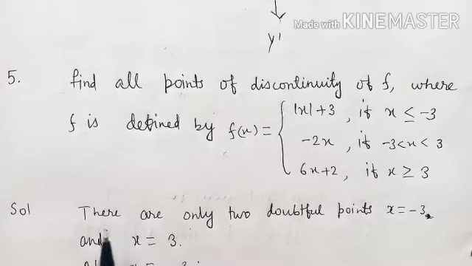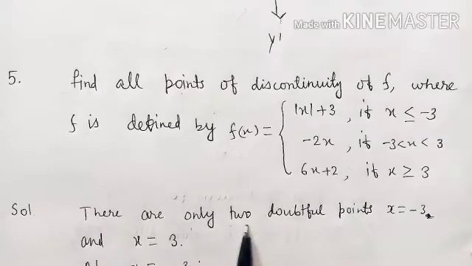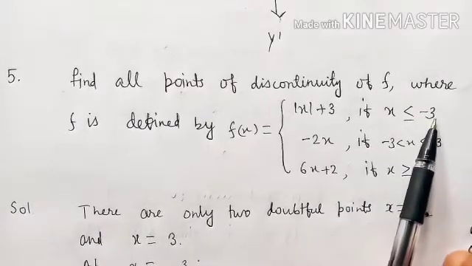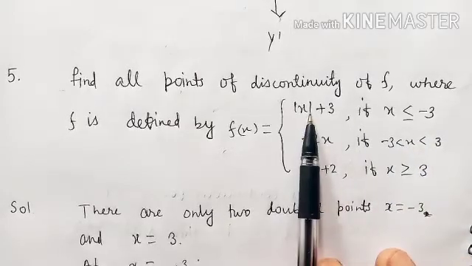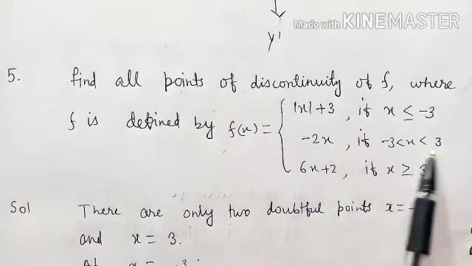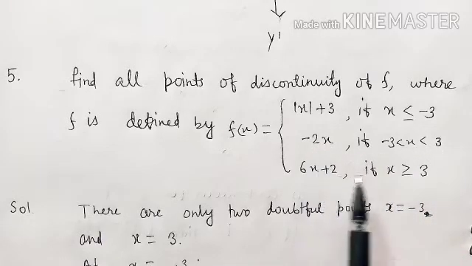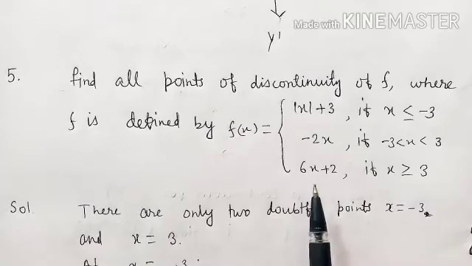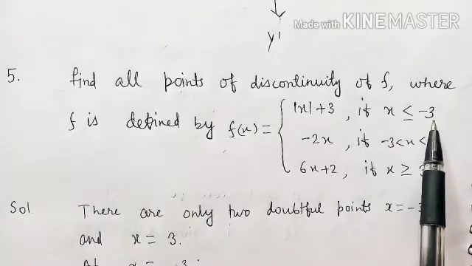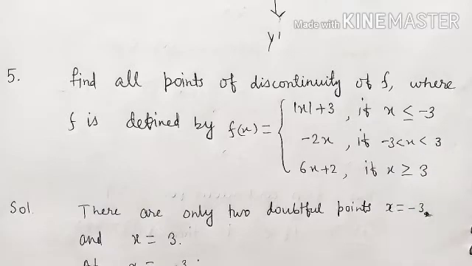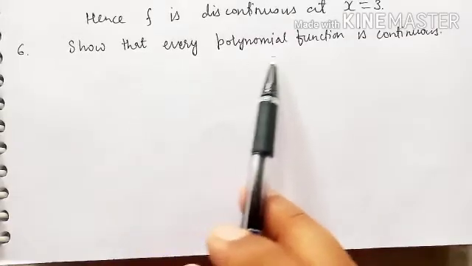See students, why I have written there are only two doubtful points: because we know that if we take values lesser than minus 3, then this will be continuous. More than minus 3 and between 3, then this will also be continuous. And more than 3, then this will also be continuous. We have shown such type of continuity earlier, so there is no need to show. So we write there are only two doubtful points, and these doubtful points will be taken from the breakage of the domain, because every polynomial function is continuous.